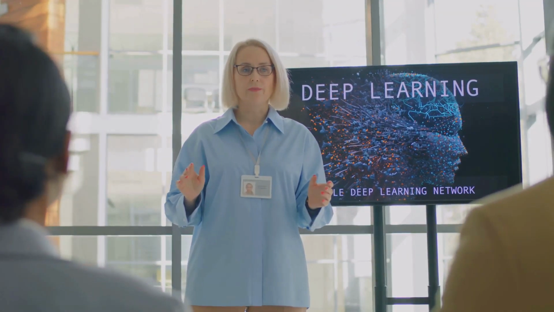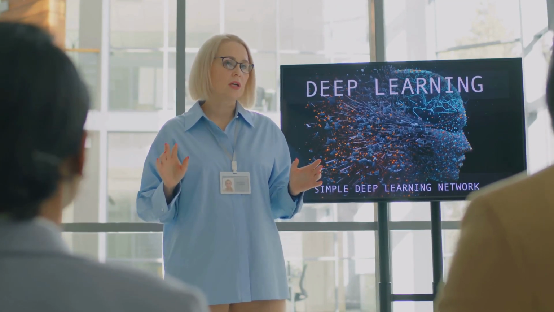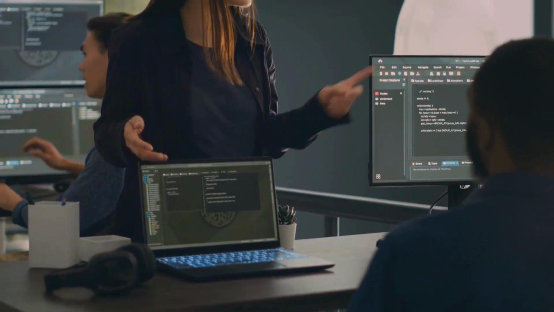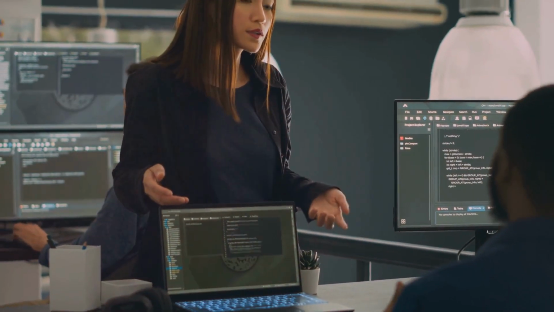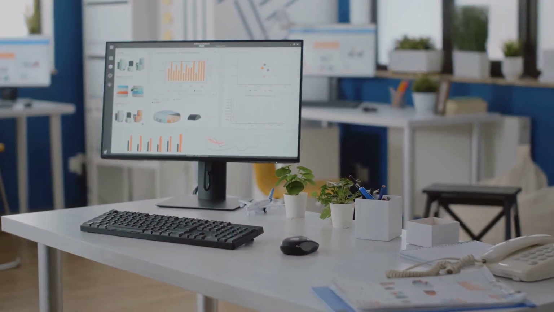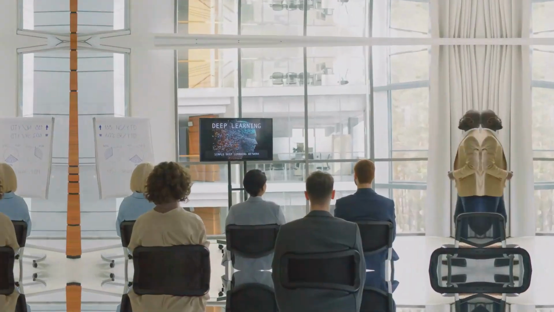A key aspect of solving problems with machine learning is human engineering. Even with advanced algorithms, human input is essential. Exactly. Human expertise shapes the way we define problems, choose algorithms, and interpret results. Without it, machine learning can't reach its full potential.